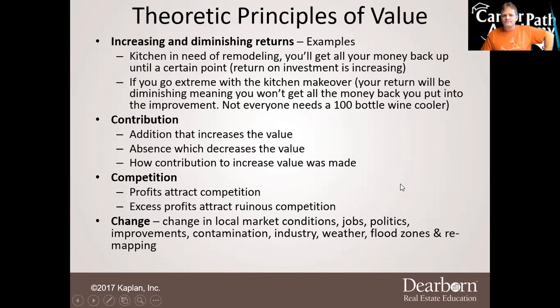Competition too. Profits attract competition, but excess profits attract ruinous competition. Let's look at commercial properties. If there's a lot of businesses in the area, but there's no food places to go eat for lunch, you think if some place opened up to serve lunch in the area that they would make a killing?